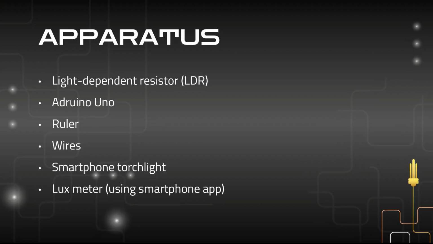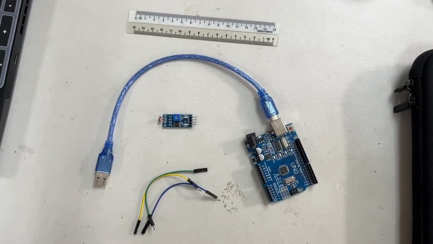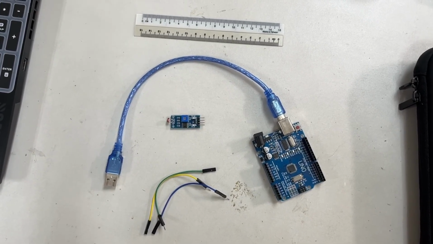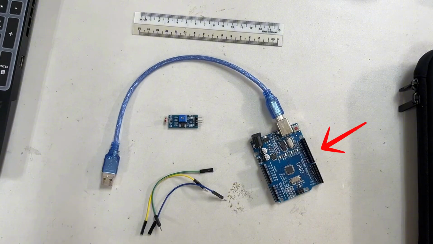The apparatus needed for these experiments are a light-dependent resistor, an Arduino Uno board, a ruler, wires, a smartphone torchlight, and a lux meter which we use through a smartphone app. So this is the overview of the things we need for this experiment: a ruler, the Arduino board, the wires, and the LDR, which is a light-dependent resistor.